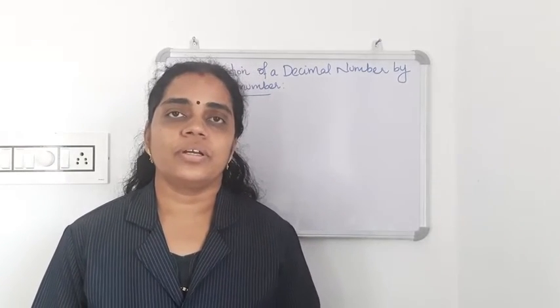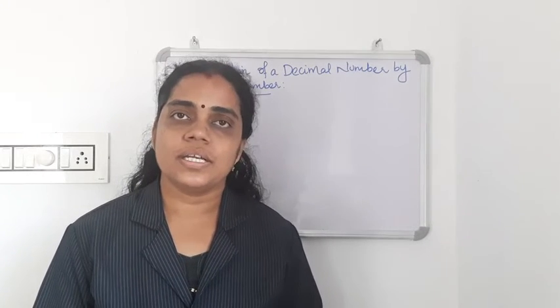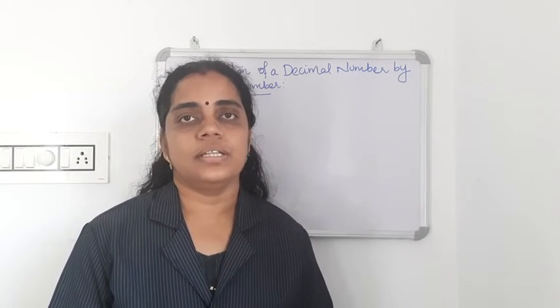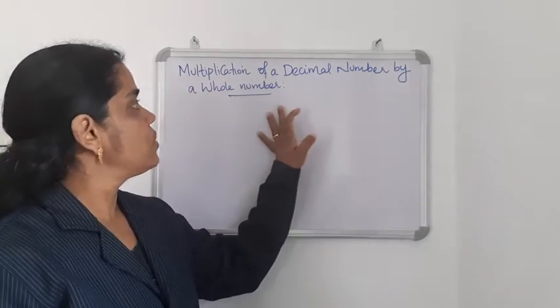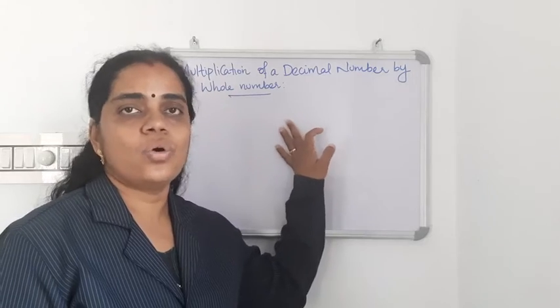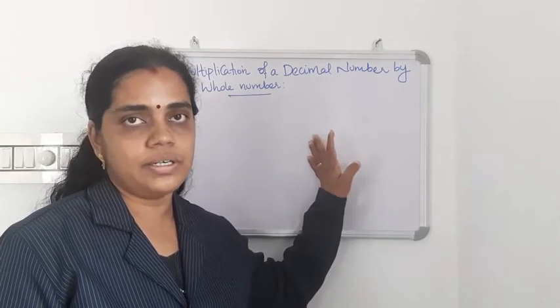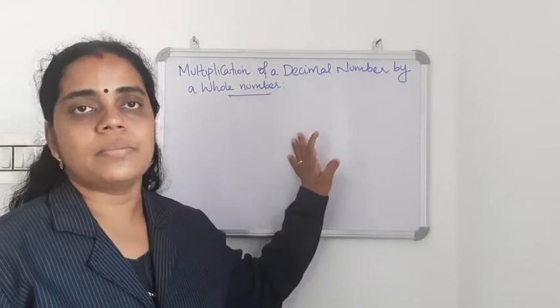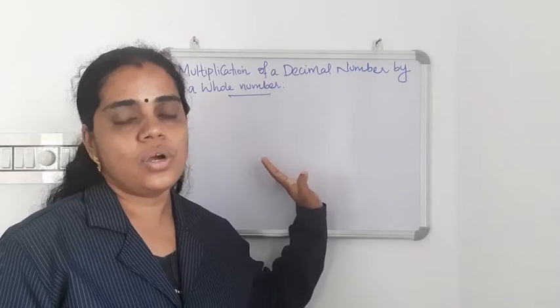Today you will learn about multiplication of decimal numbers. You already learned about addition and subtraction of decimal numbers in the last class. So the first topic is multiplication of a decimal number by a whole number. You already learned what a decimal number and a whole number are. So we can take some examples and explain how to multiply a decimal number by a whole number.